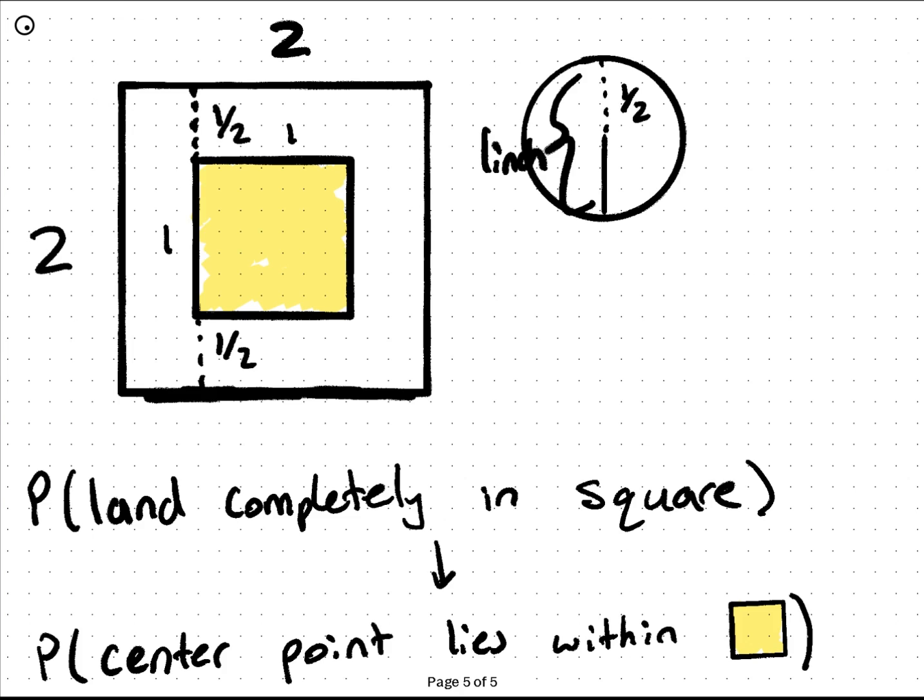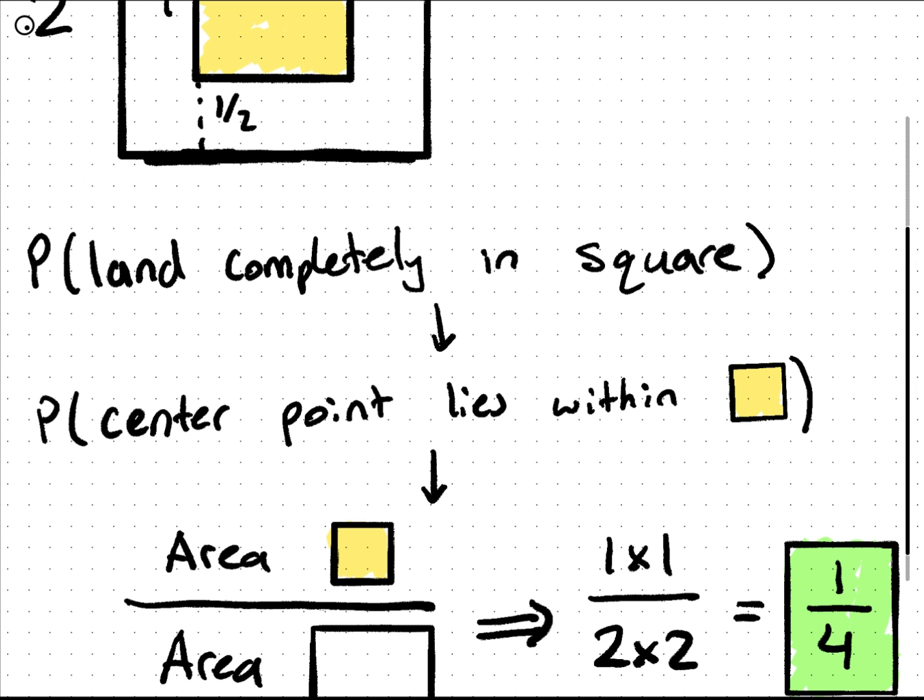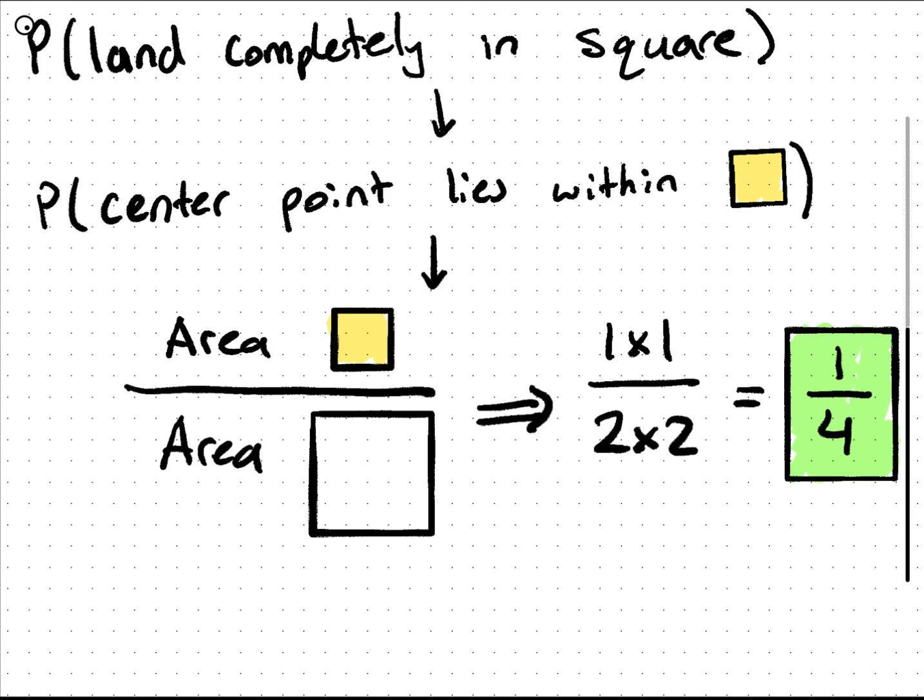So the probability that it lands completely inside the square is the same as the probability that the center point lies within the yellow square, which is the area of the yellow square over the area of the big square: 1 by 1 divided by 2 by 2, which gives you a final answer of 1/4. So our final solution is 1/4. Thank you.